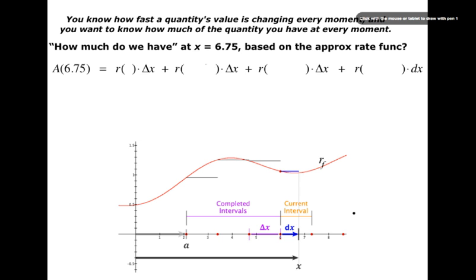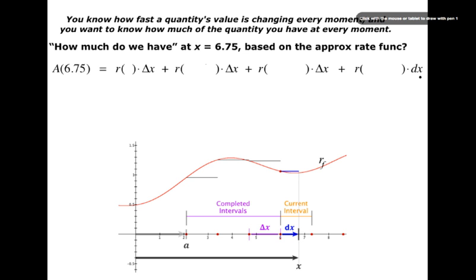Rate times change in x plus, what is a rate times a change in x? It's a change in y. That's what this whole thing is going to be based on. So what does this represent right there? R times the change in x. That's our first completed interval, right? That would be the amount of change from the first completed interval. And then what's this? The amount of change from the second completed interval, right? Rate times change in x plus rate times change in x, and that would be the change from the third, plus rate times change in x. But that's smaller, only the part of the current interval. That's why it's dx there at the end, right?